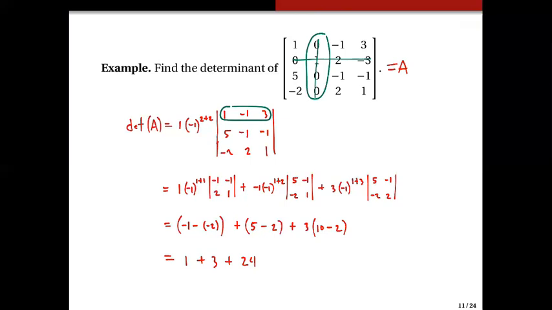Yeah, and therefore this is equal to 28. Okay, so provided that I have the correct arithmetic here, we have 28.